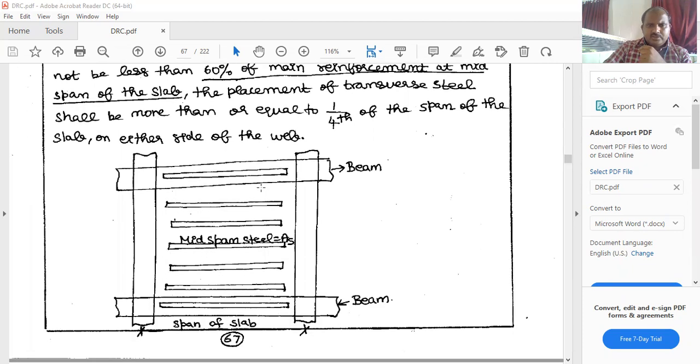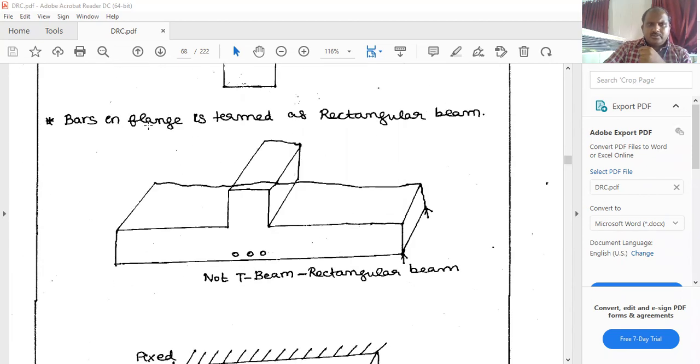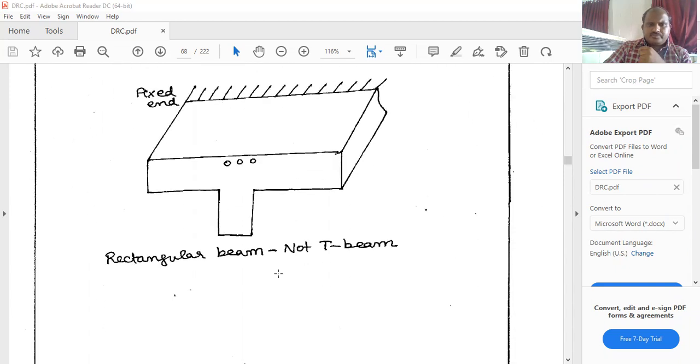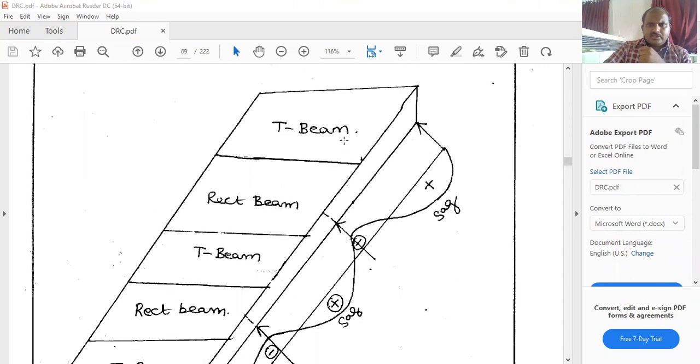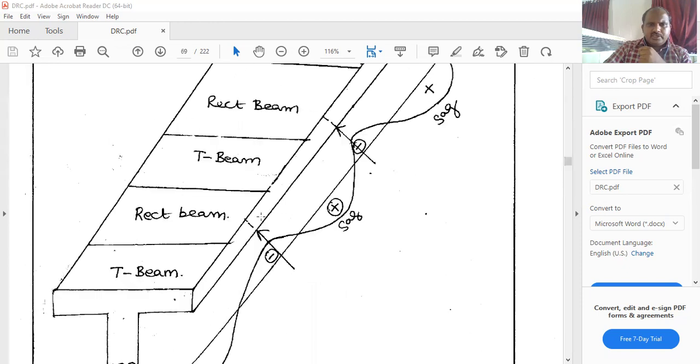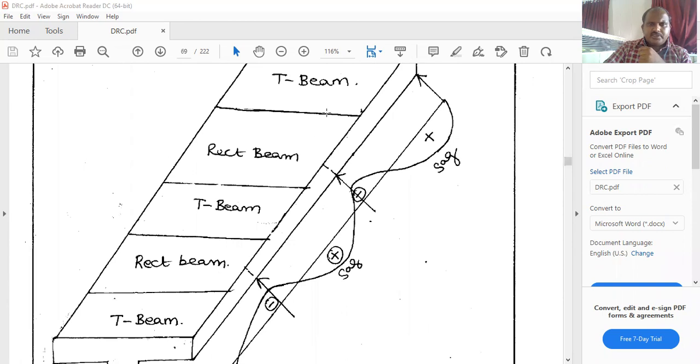So this is the span of the slab, and then the beam is connected in between the slab, and the mid slab value is As, that is the area of steel. Next one is bars in flange, treated as a rectangular beam. So there are so many types of beams there, T-beam and rectangular beam, and these are the flexural arrangements of the beam.